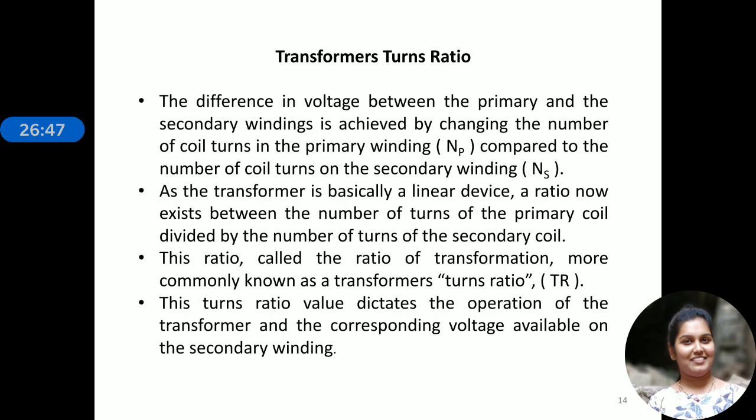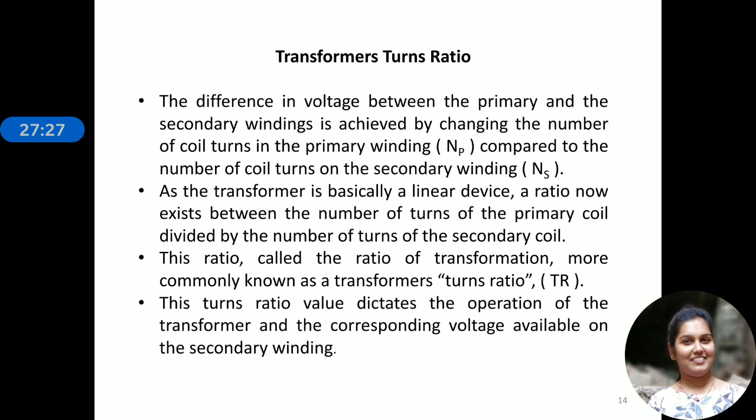The difference in the voltage between the primary and the secondary winding is achieved by changing the number of coil turns in the primary winding, that is NP, compared to the number of coil turns on the secondary winding, NS. Okay, so by changing the number of coils in the primary and the secondary windings, we can either step up the voltage or step down the voltage. As a transformer is basically a linear device, a ratio exists between the number of turns of the primary coil divided by the number of turns of the secondary coil.